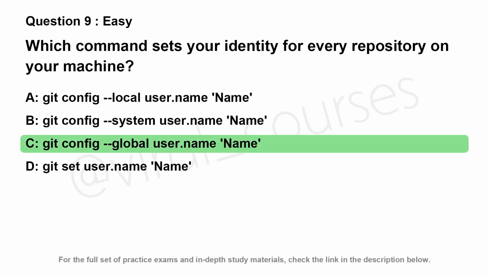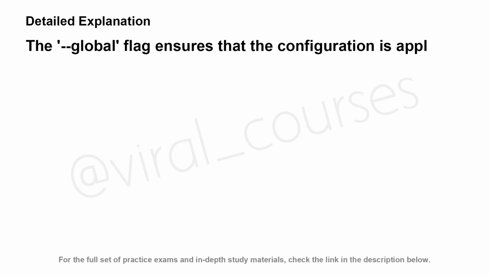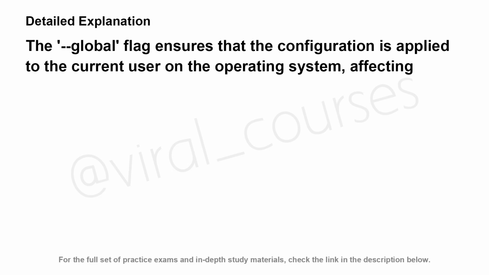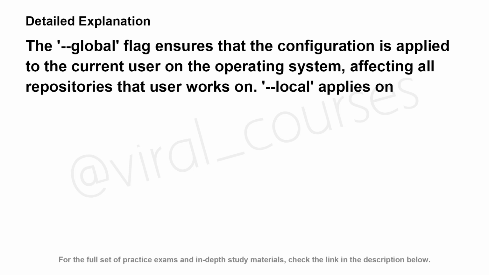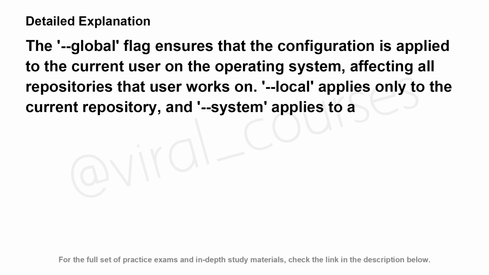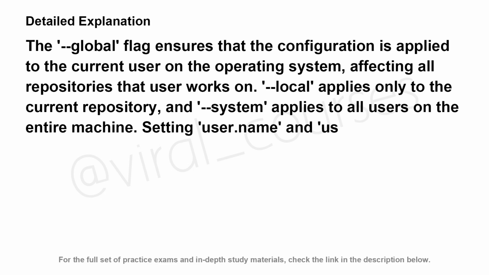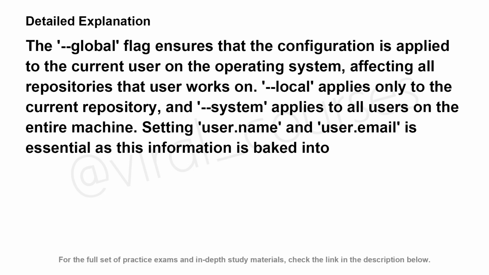The correct answer is C. The global flag ensures that the configuration is applied to the current user on the operating system, affecting all repositories that user works on. Local applies only to the current repository, and system applies to all users on the entire machine. Setting user.name and user.email is essential as this information is baked into every commit you create.